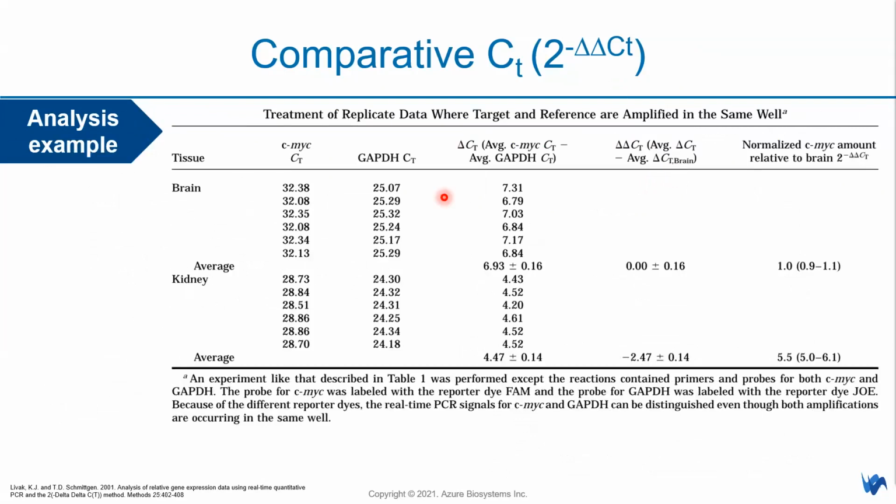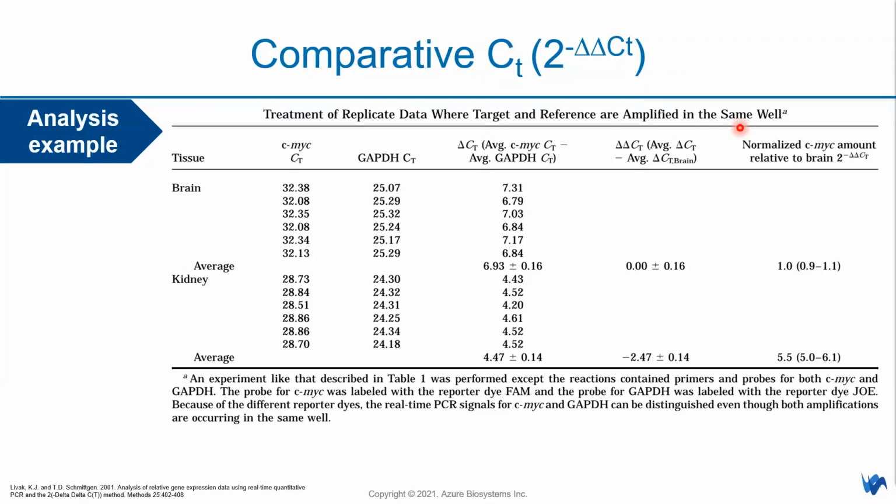This is an analysis example of how it should be analyzed. This was published by Livak in 2001. This is a very famous paper that a lot of people still refer to today, which addresses delta CT, the basics, and the complete concept behind it. Here you have a multiplex assay, where both target and reference genes are amplified in the same well. So this is how we should calculate it.